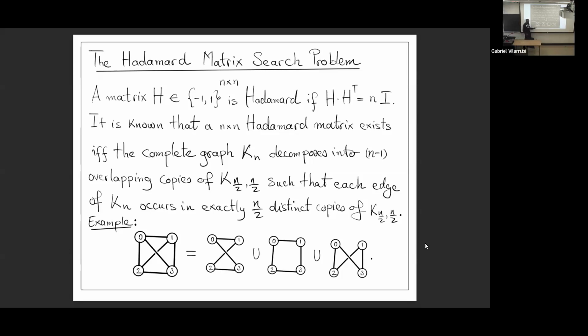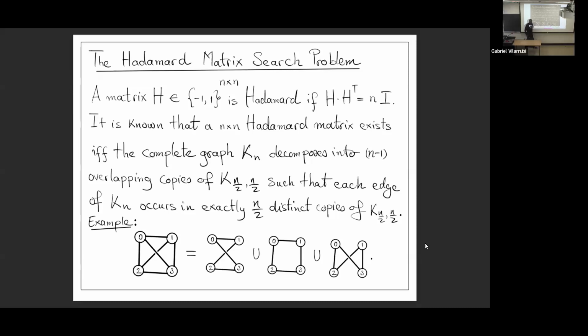Complete bipartite graph means you have a group of students, size n, a group of professors, size n, and you can match a student with any of the professors. There are enough professors to match any student, and all the edges are possible. So you can decompose your graph into complete bipartite graphs, such that every single edge in your complete graph occurs in n over 2 copies. So if I look at edge 0, 1, edge 0, 1 has to occur in exactly n over 2 copies of these bipartite graphs. If I look at edge 0, 2, edge 0, 2 has to appear in exactly n over 2 copies of these bipartite graphs.